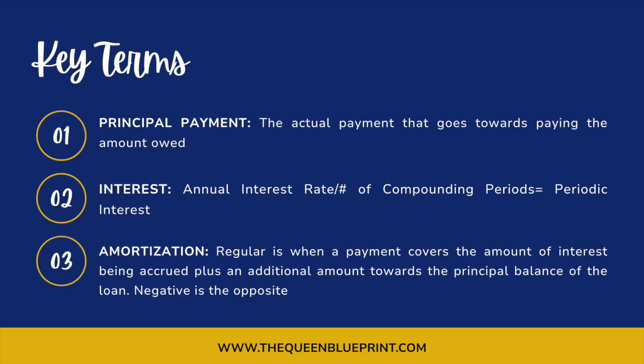All right. Now, amortization, okay? Amortization, I'm saying it over and over again so you know how to pronounce it. Amortization is when a payment covers the amount of interest being accrued plus an additional amount towards the principal balance of the loan. Okay. Now you can have positive amortization, which is regular amortization, or you can have negative amortization, which means that it goes in the opposite direction.